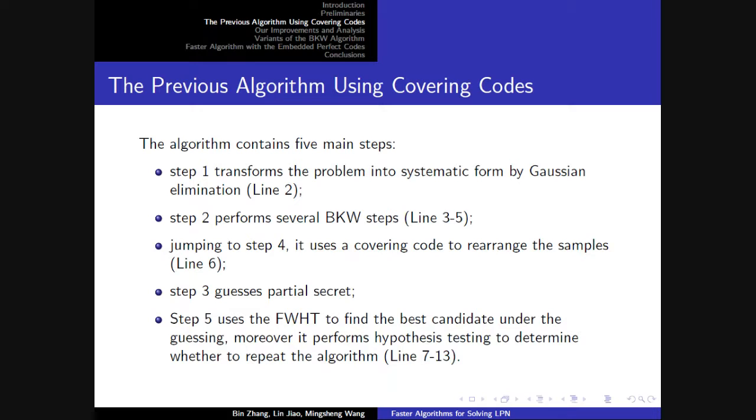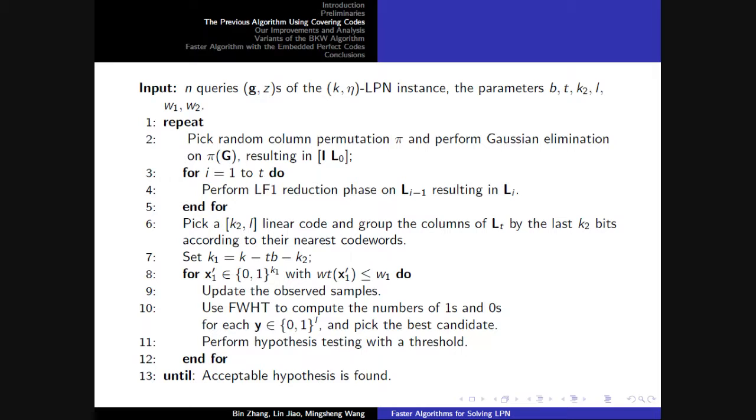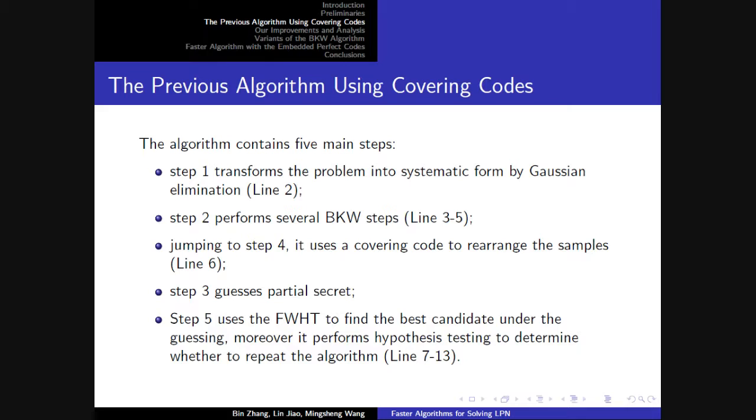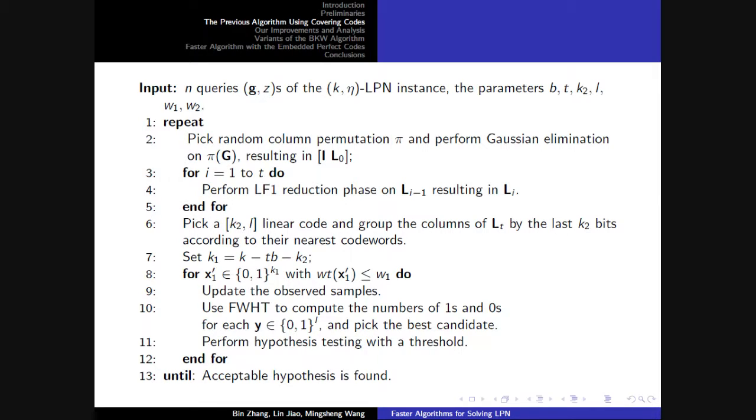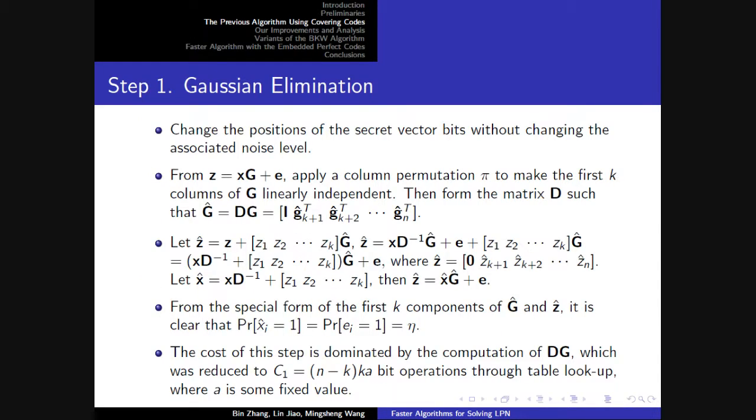And step three, they guess some partial secret. Here, they just get some low Hamming weight secrets. And finally, they use the fast Walsh-Hadamard transform to find the best candidate, and perform some hypothesis testing, also using the fast Walsh transform, to determine whether to repeat the algorithm. It is this part. And this is a framework of the previous algorithm. And now we look at each step respectively.